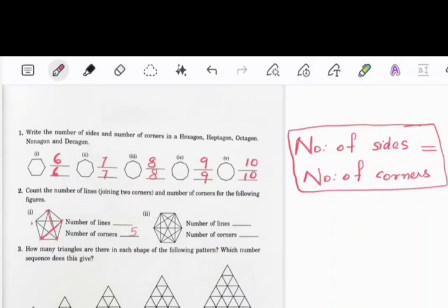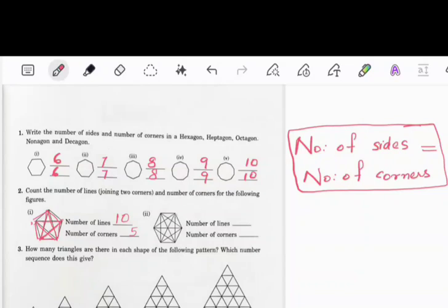1, 2, 3, 4, 5, 6, 7, 8, 9, 10. So this figure has 10 lines. Okay, clear? So move to the next one.